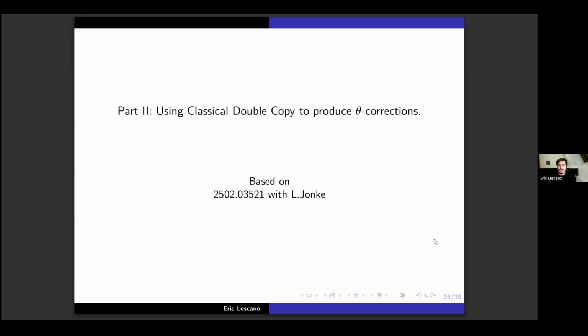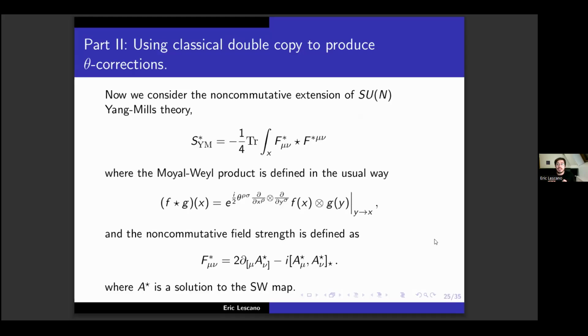I will show you a little bit about what we did with Larissa, because in principle we follow exactly the same idea as before. We try to use this classical double copy, but instead of using a new Lagrangian, a higher derivative Lagrangian that we are proposing, we are just using the ordinary non-commutative extension of Yang-Mills, particularly for the SU(N) group.